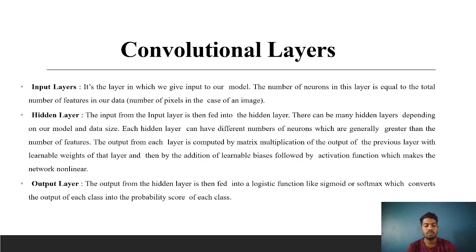Output layer. The output from the hidden layer is then fed into a logistic function like sigmoid or softmax, which converts the output of each class into the probability score of each class.